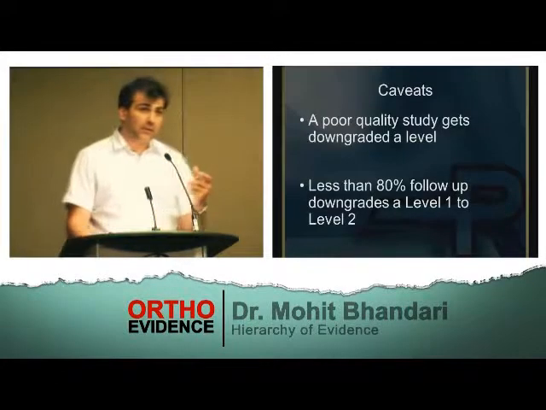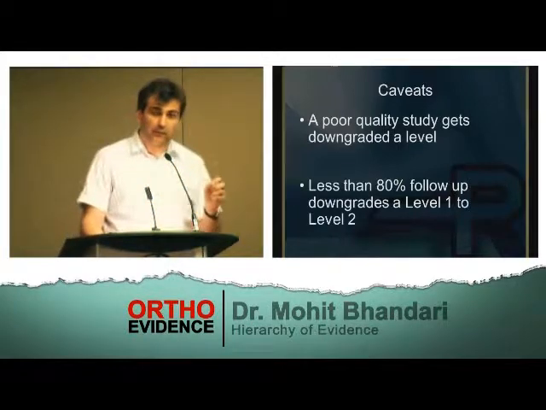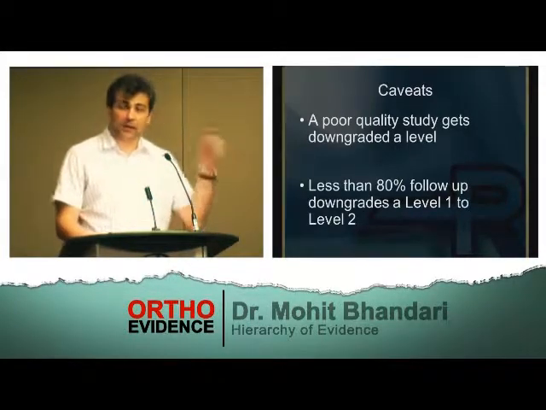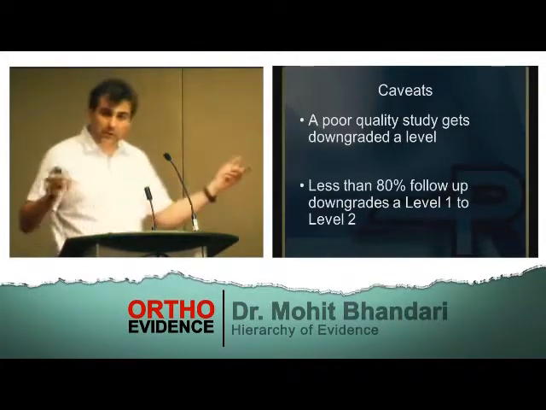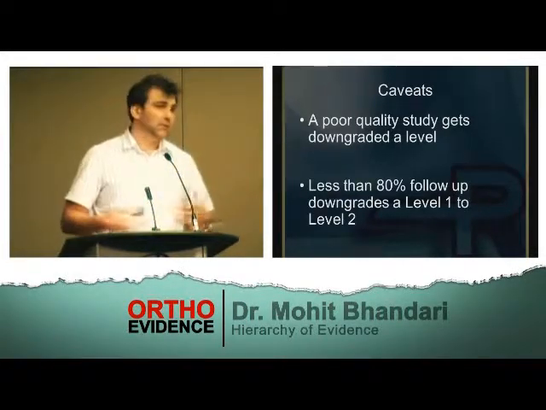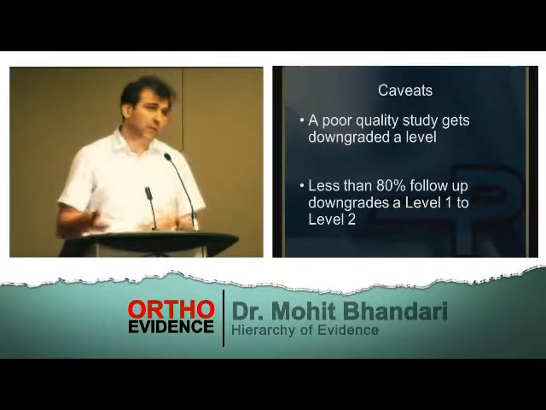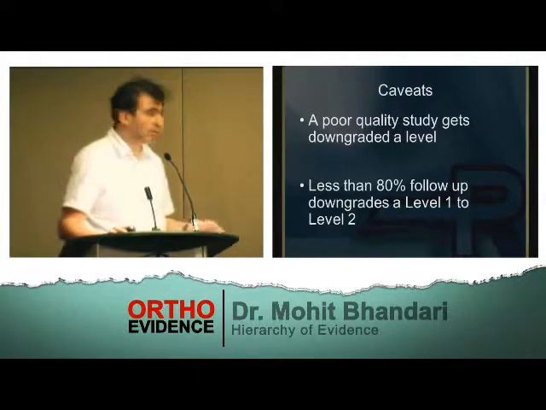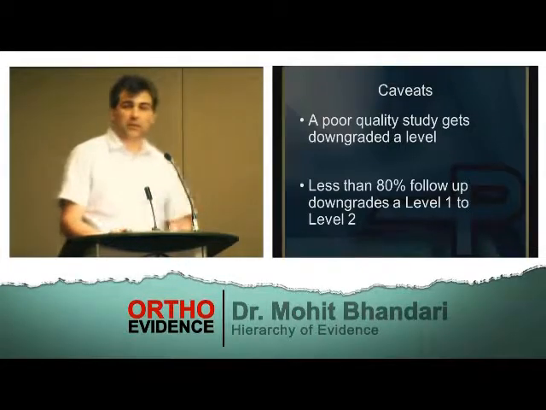Two caveats. Remember this. If it's a poor quality randomized trial, it gets downgraded to level 2. Or if they don't achieve, and this is an arbitrary distinction, but in surgical trials, you need 80% follow-up. That apparently makes it better. So if you have 79, it's not so good. If you have 81, it seems to be great. That's just the way it seems to work out. But the point here is that less than 80% follow-up downgrades a level 1 study to a level 2 study.